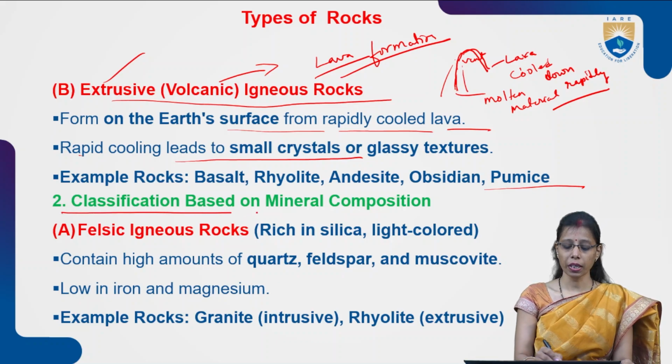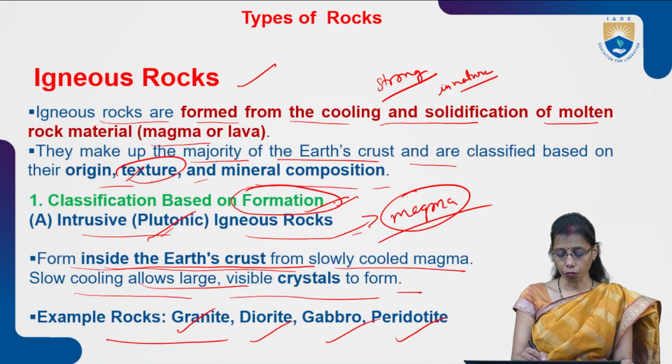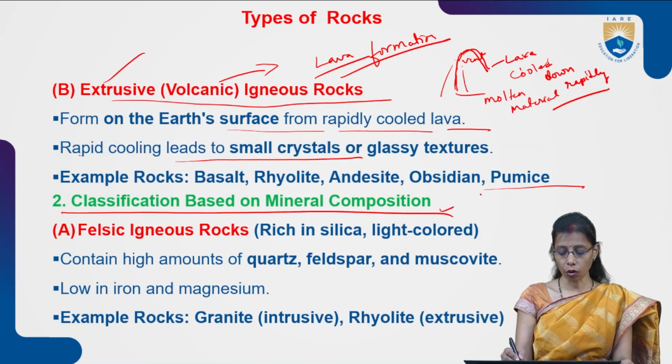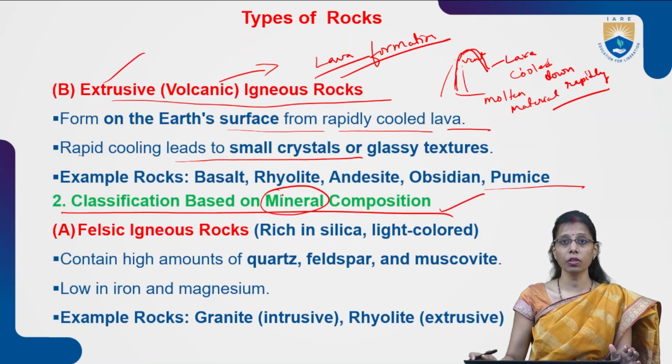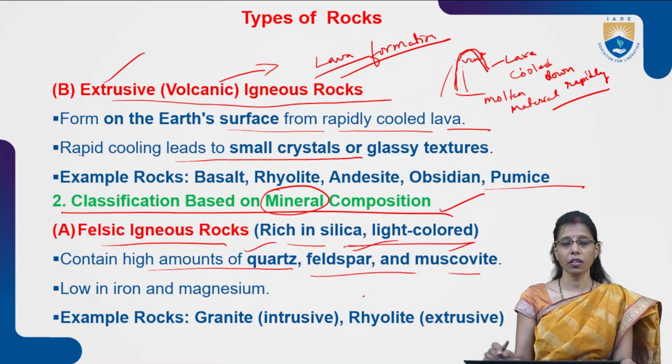Now classification based on the minerals. We have seen this was classified based on its formation. Now let us understand based on the mineral composition, where the classification of the rocks is again different. We call them felsic igneous rocks, which are rich in silica and light in color. They contain high amounts of quartz, feldspar, and muscovite. These are the minerals present in felsic rocks.